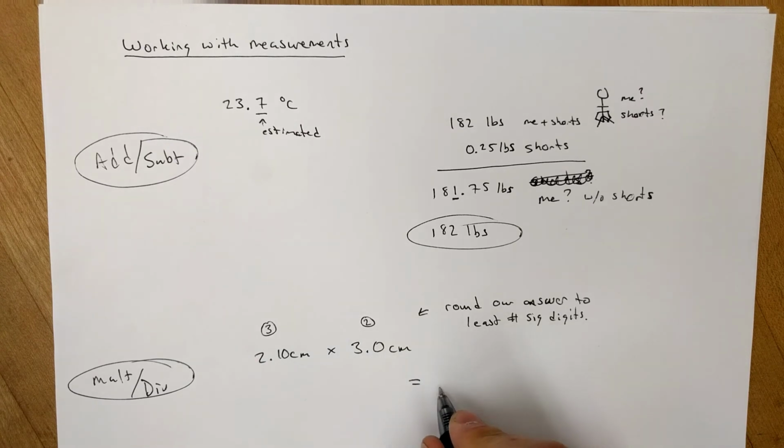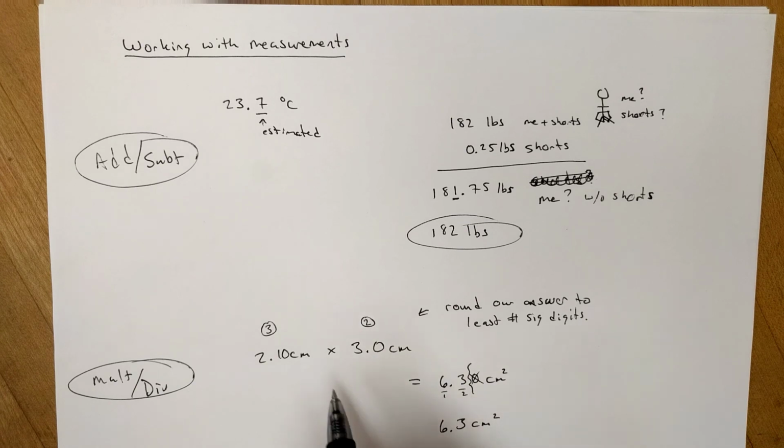2.10 times 3.0 is 6.30 centimeters. And because this one had 2 digits, I need to count off 1, 2 digits and round the number here. So that number will go away. I will report this as just 6.3 centimeters squared. The unit is centimeter squared because it's a centimeter times a centimeter. So that gives me a centimeter squared as my final answer.